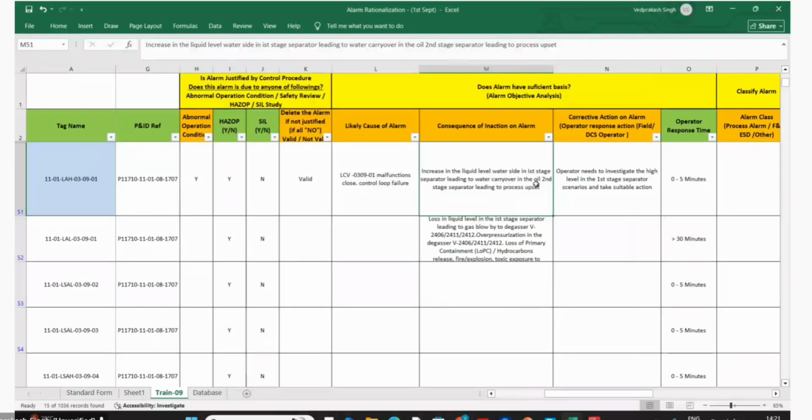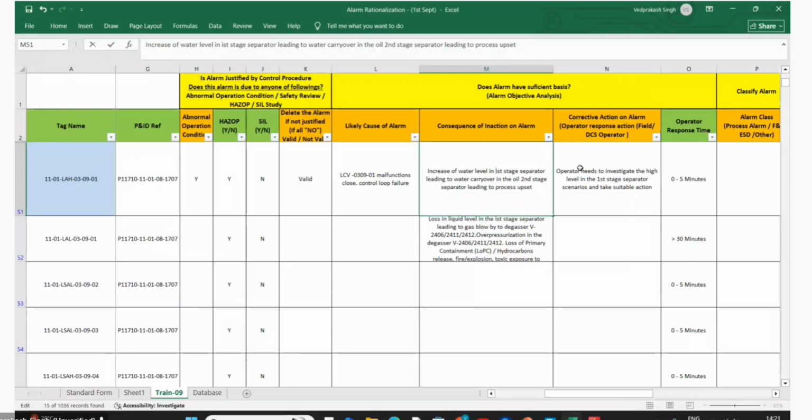Water carryover in the oil, second stage separator, and process subject. Correct? Yes. Increase of water level in the process separator. The inlet liquid line size is... Increase of water level, that means the finally. Yes, finally.